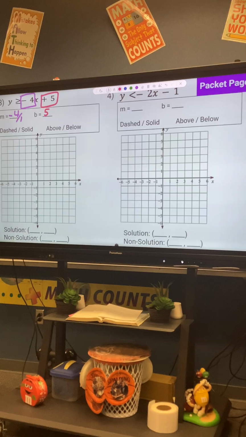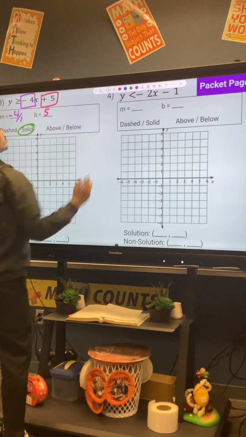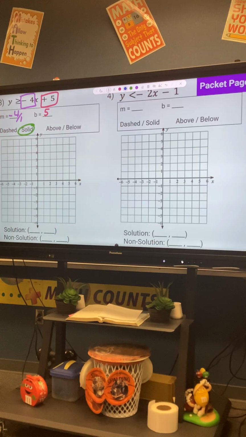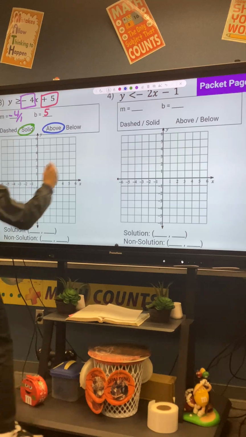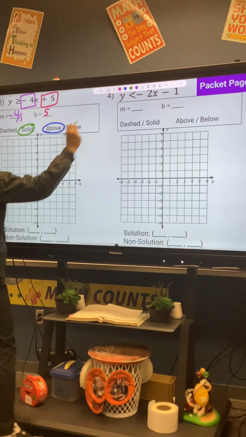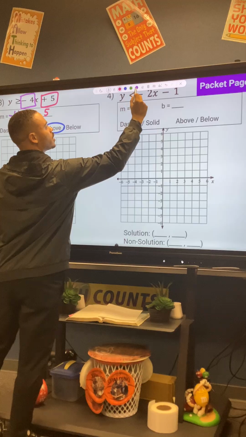Is this a solid or a dashed line? Solid. Am I shading above or below? What sign is it? Y'all don't know? Since it's greater than or equal to, my y value is greater than or equal to, we're going to shade above. I want to write that out, Mr. Young.